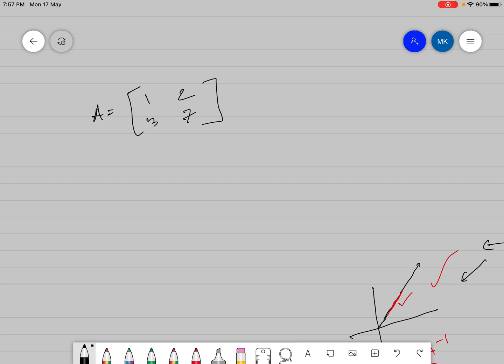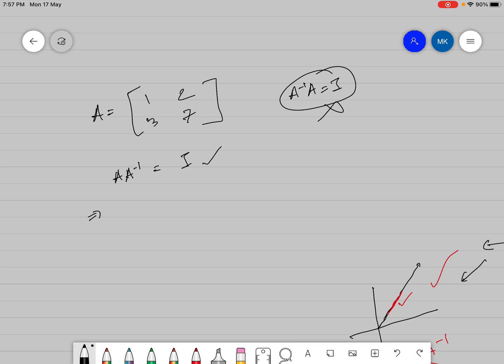So its inverse form should be this: A inverse equals I. Okay, so you can also do the operation like A inverse equals I. In that case we have to do the row operation, but we're interested in the column operation.